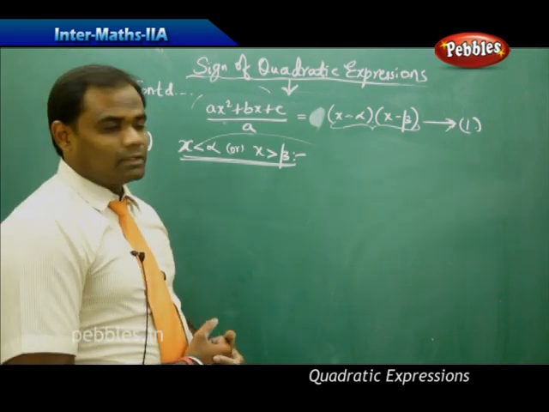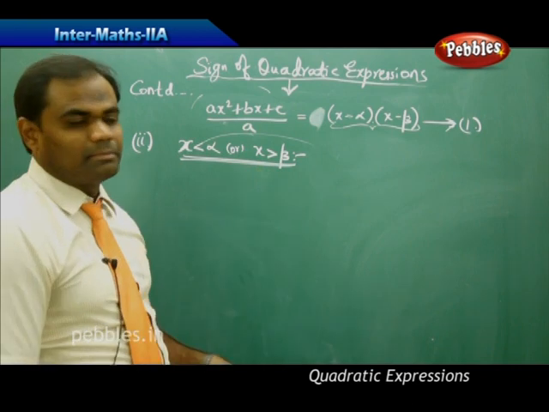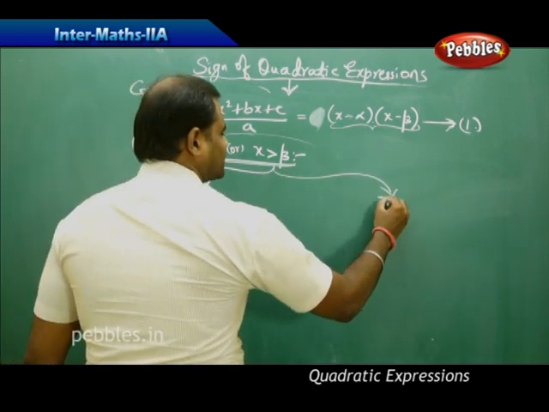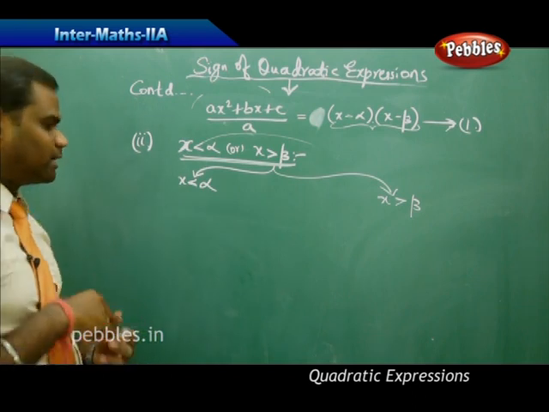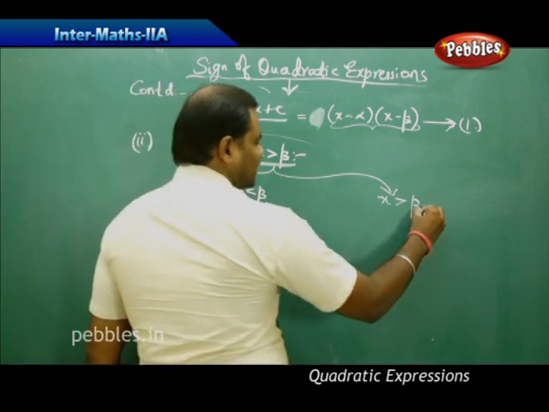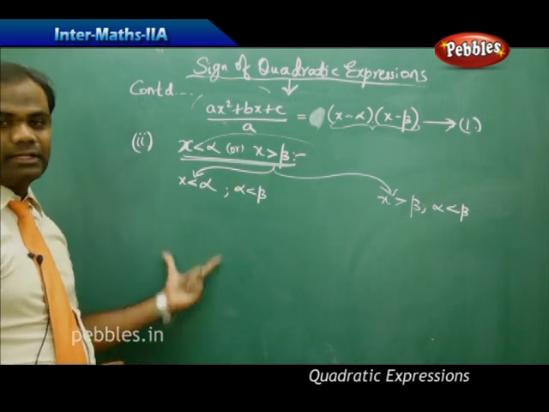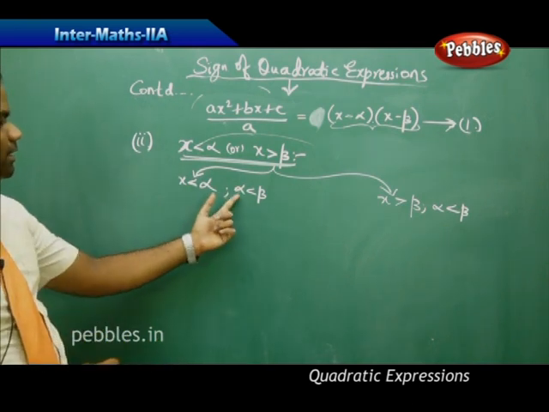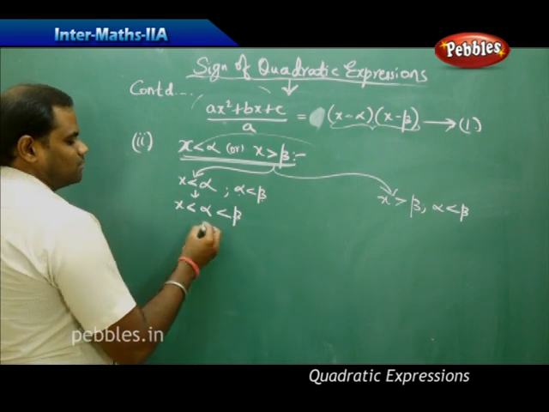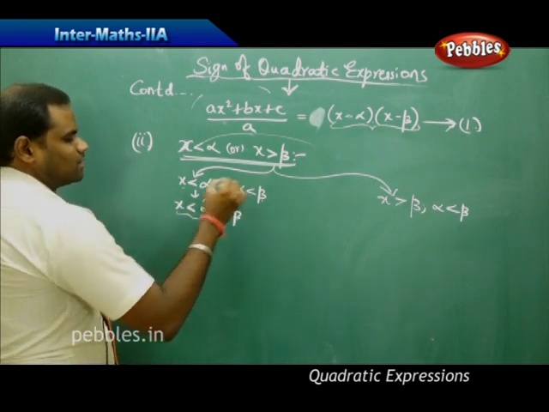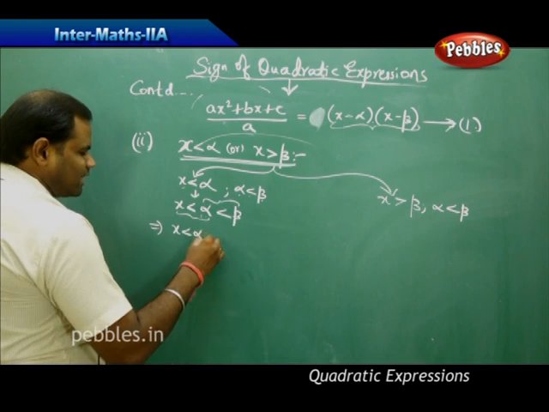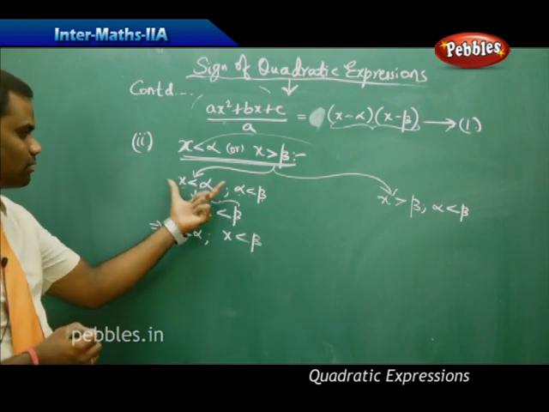Now let's see case 2, where x is less than alpha or x is greater than beta, where I split initially with x less than alpha and then with x greater than beta, and see each of the cases. As I know that alpha is less than beta in either of the cases, let's initially proceed with this and see what exactly I get. Now x is less than alpha and alpha is less than beta implies x is less than alpha less than beta. So with this, I understand that x is less than alpha and x is less than beta in this first case.